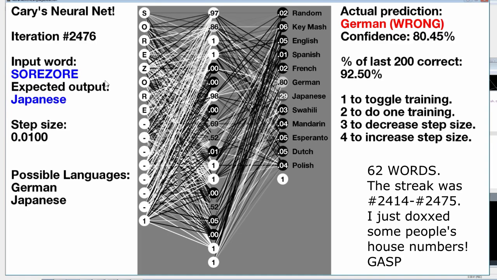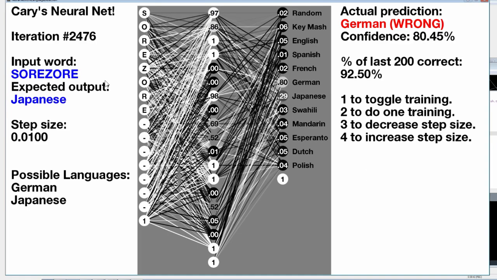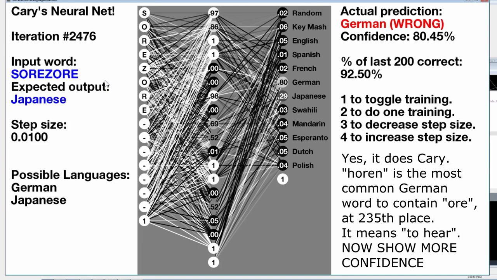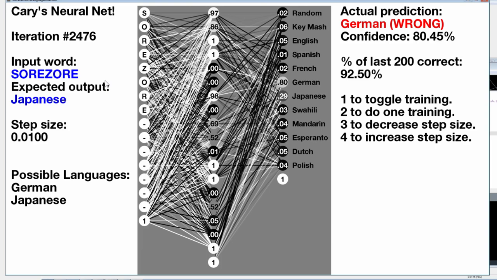There's a wrong one. Okay, so that's a Japanese word. I don't know how to pronounce that. Sore-zore. But I thought it was German. And I can kind of see that because O-R-E. What, does that appear in European languages a lot? I have no clue. I'm not a linguist. I'm not majoring in linguistics. All I did was make this network, so I'll stick with talking about the network. But you get the point.